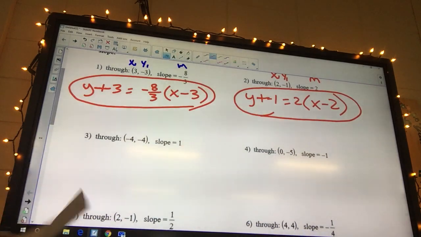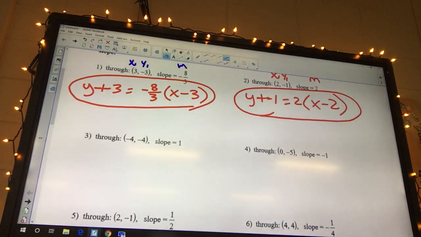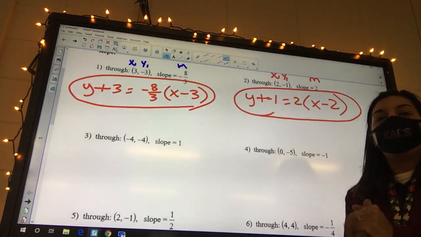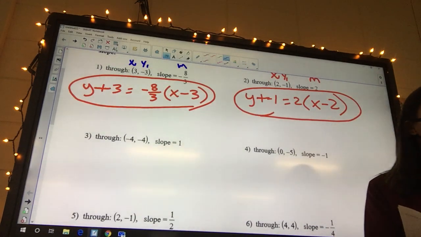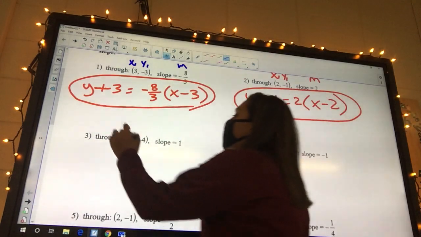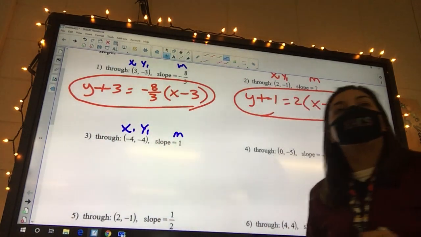Okay, let's look at 3. What's the very first thing we need to do? Y plus 4. You're a step ahead. Y minus 4. No. Y plus 4. Nope. I don't even know what I'm doing. Nope. That's a cat. Our very first thing we're going to do is label x sub 1, y sub 1, and then we can call this one an m.